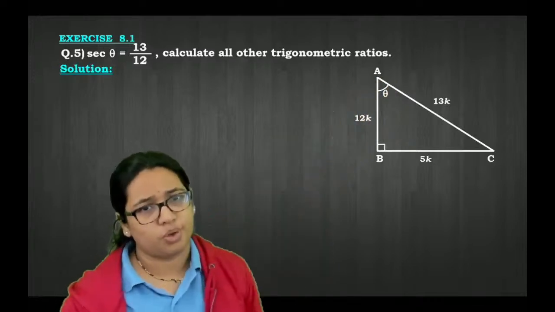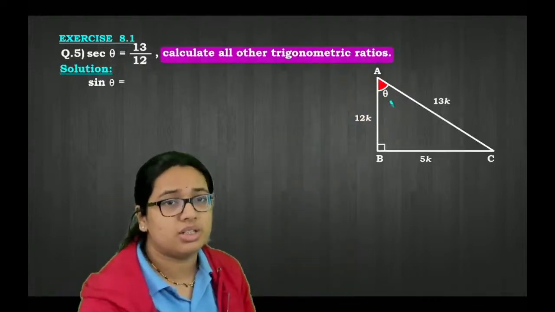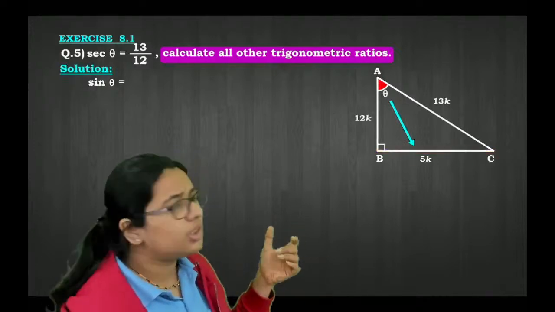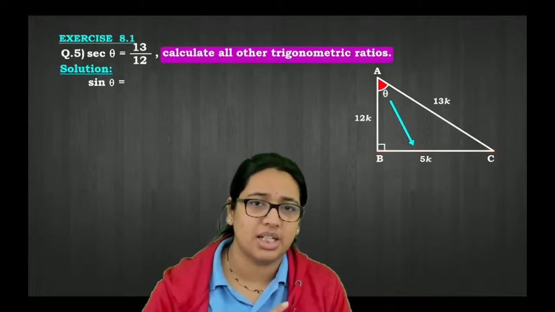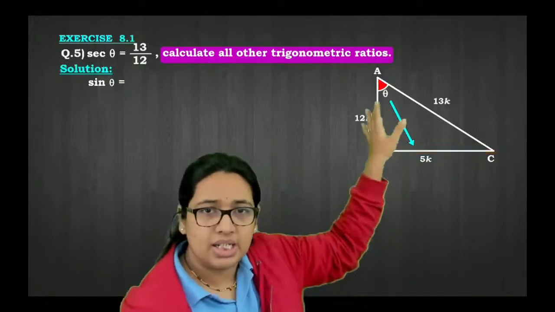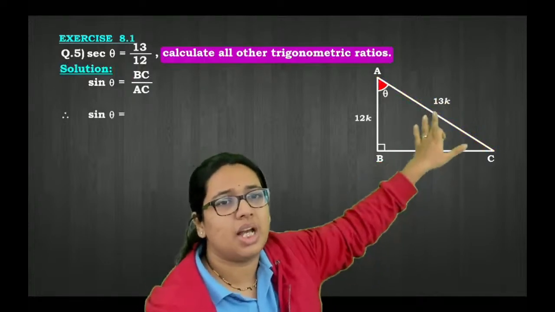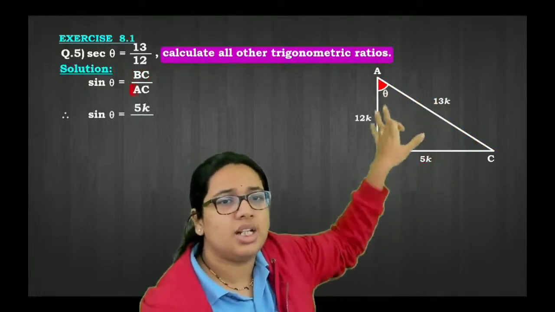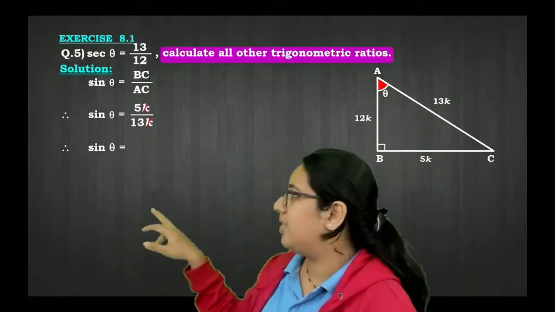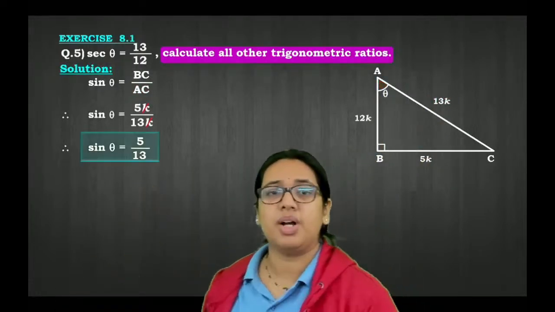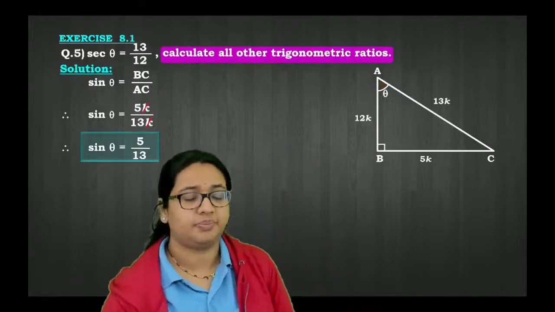Theta, whichever it is, you only have to talk about the ratios. All trigonometric ratios were to be found out. So we know that if we are talking about sin theta, sin, as you have remembered, is OH, that is opposite side upon hypotenuse. So BC upon AC. Sin theta will be 5k upon 13k, but k will get cancelled and we can say that sin theta will be 5 upon 13. Is this making sense?